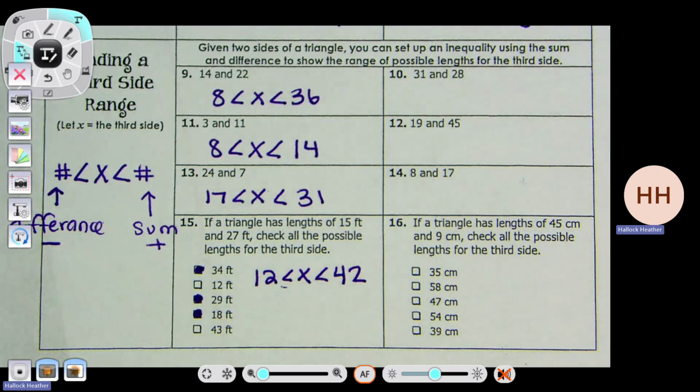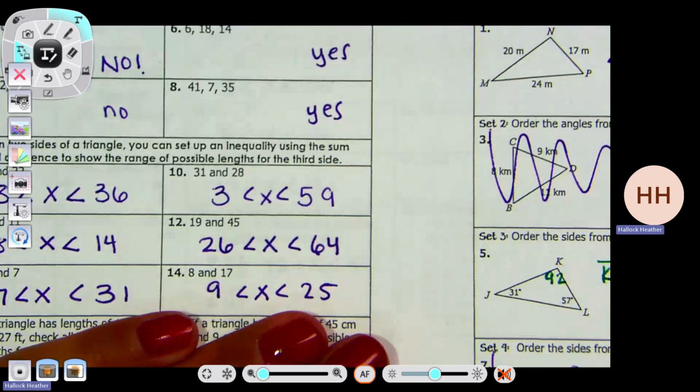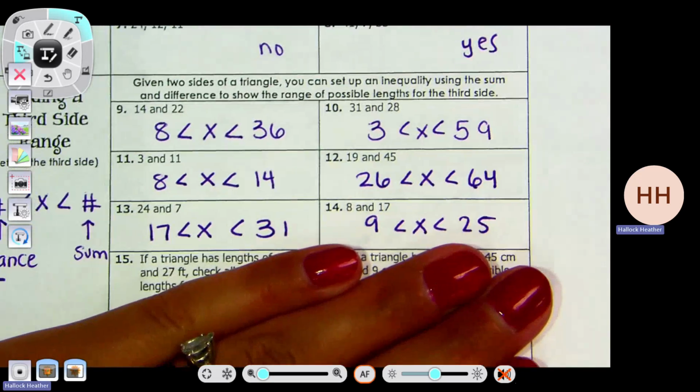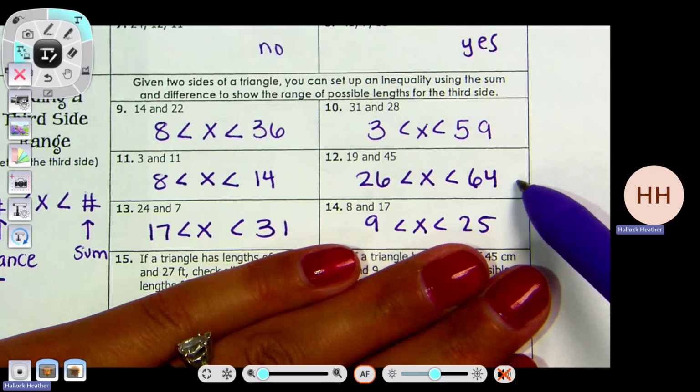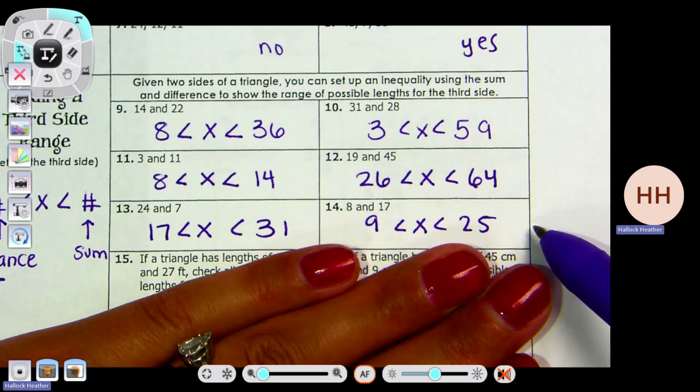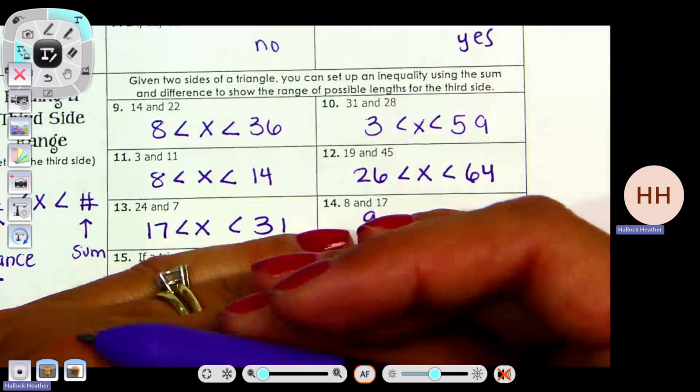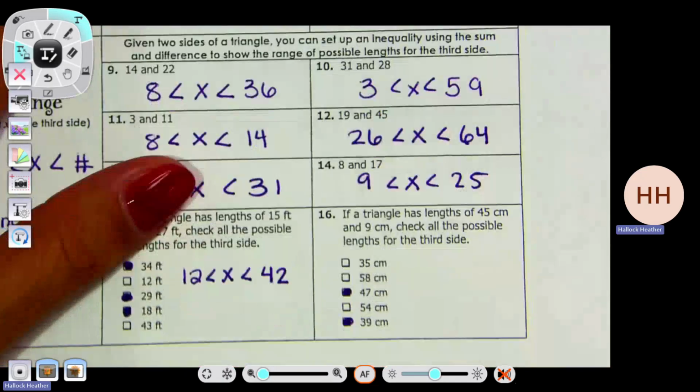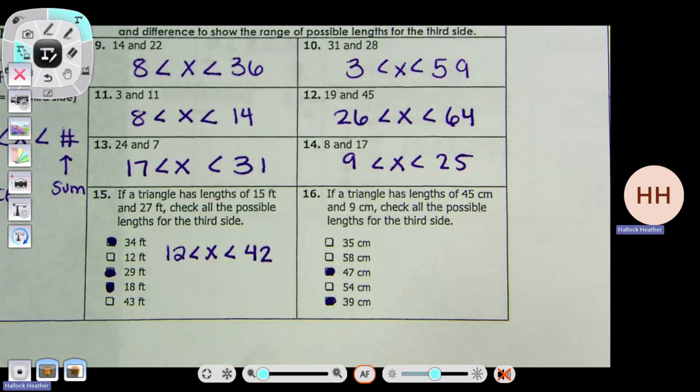Okay, so for 10, you should have 3 is less than x, which is less than 59. For 12, you should have 26 is less than x, which is less than 64. For 14, you should have 9 is less than x, which is less than 25. And there are two answers for the last one. What are they? 47 and 39. Easy peasy.